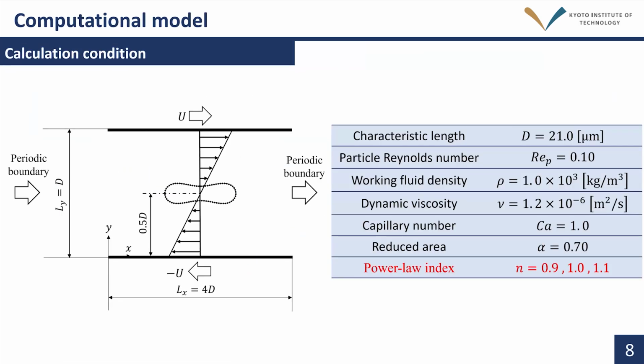The simulation model and the main parameters are described. Shear flow was used for the analysis because of the ease of handling the rotation of the object. We simulated a shear flow with moving upper and lower walls, placing RBC in the center of the channel. The particle Reynolds number is set to 0.1. Parameters were selected with reference to previous studies. And the power law index was set to 0.9, 1, and 1.1.